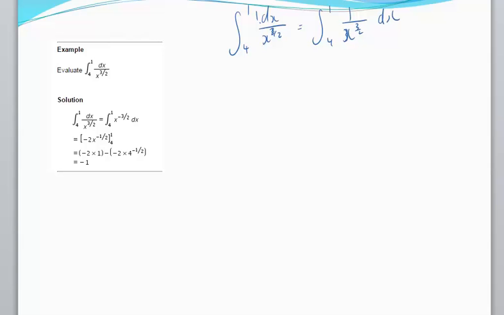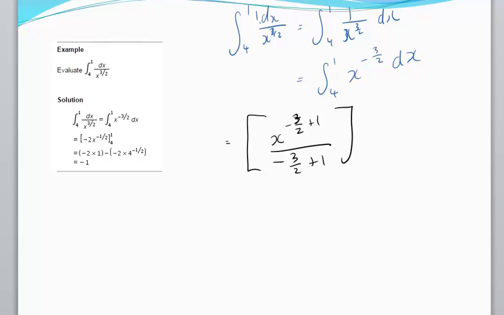So we can simplify that a little bit further, and we're integrating between 1 and 4, x to the power of negative 3 on 2. So now we have some nicer numbers to work with. So we put it into our square brackets. We've got x to the power of minus 3 on 2 plus 1, divided by minus 3 on 2 plus 1, between 1 and 4. So this will become x to the power of minus a half, divided by minus a half, between 1 and 4.